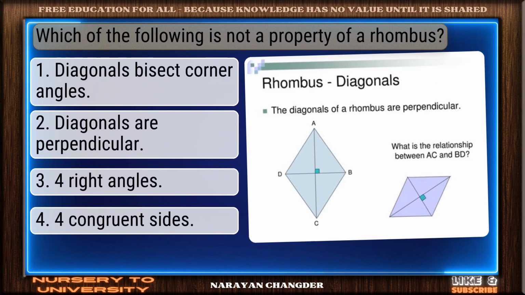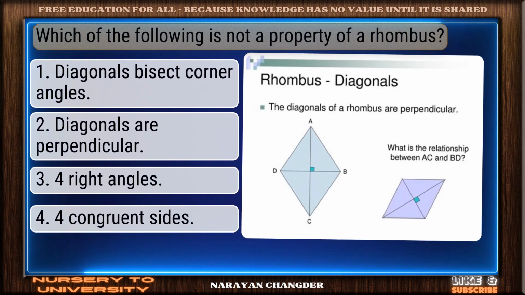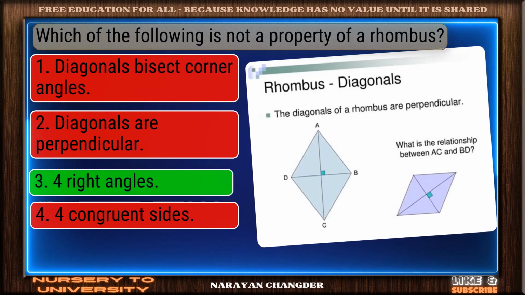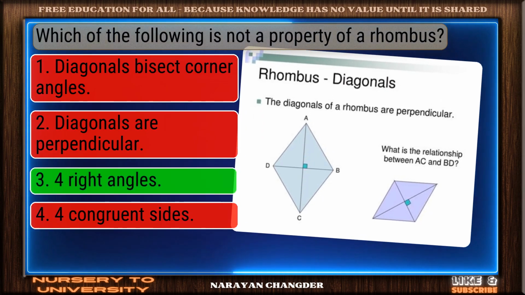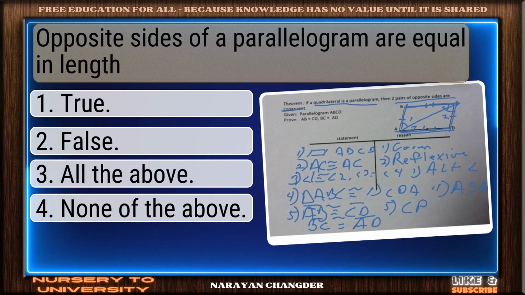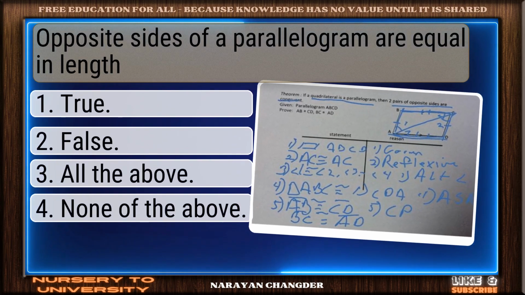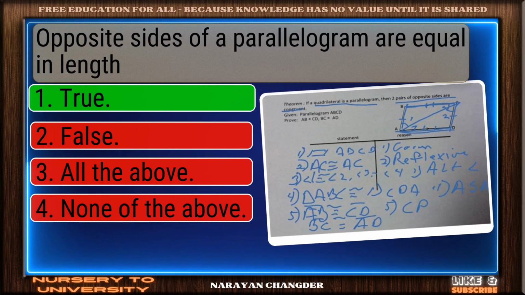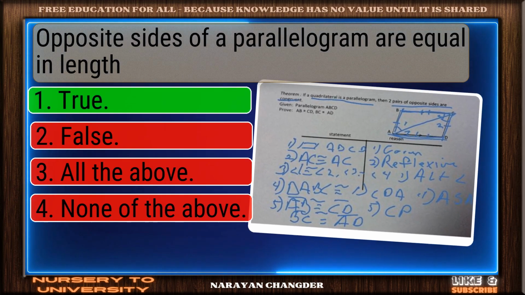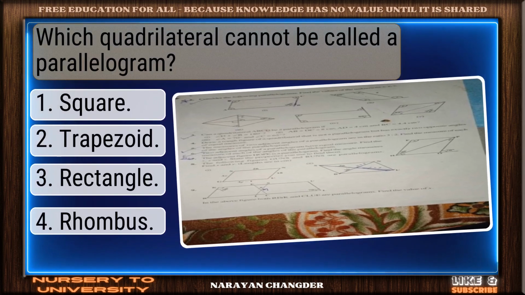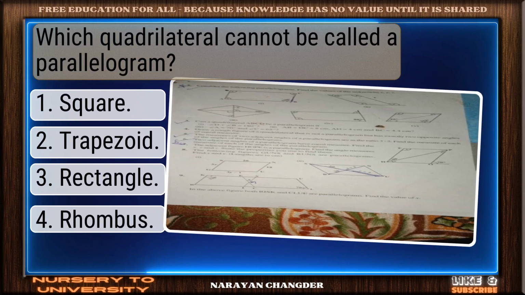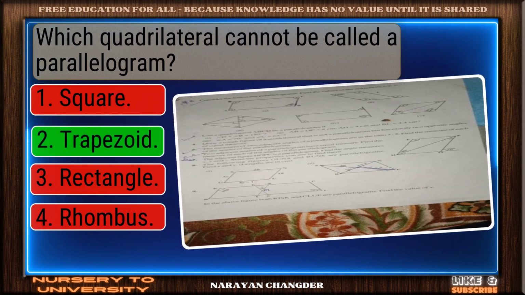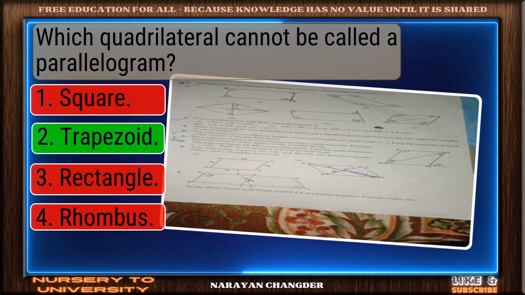Question number 89. Which of the following is not a property of a rhombus? Excellent choice. 4 right angles is the right answer. Question number 90. Opposite sides of a parallelogram are equal in length. Good thinking. True is the right answer. Question number 91. Which quadrilateral cannot be called a parallelogram? On track. Trapezoid is the correct answer.